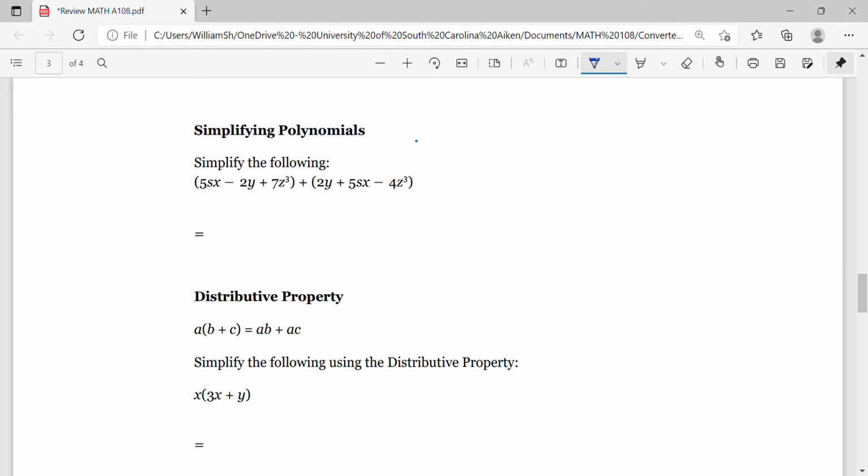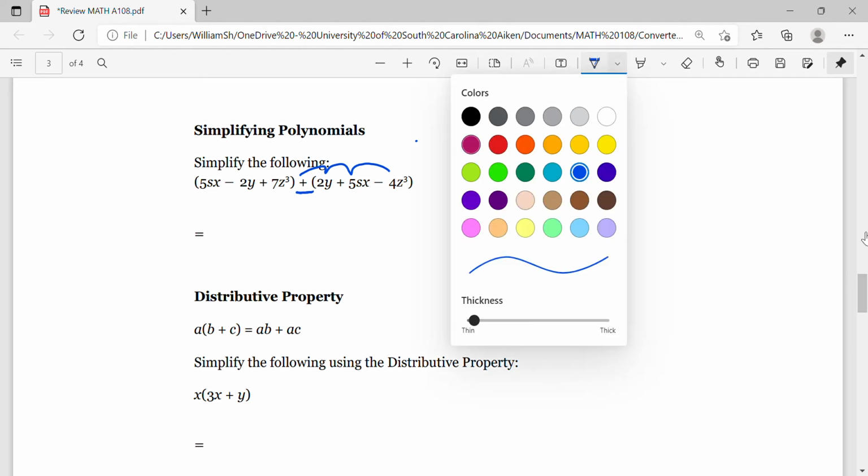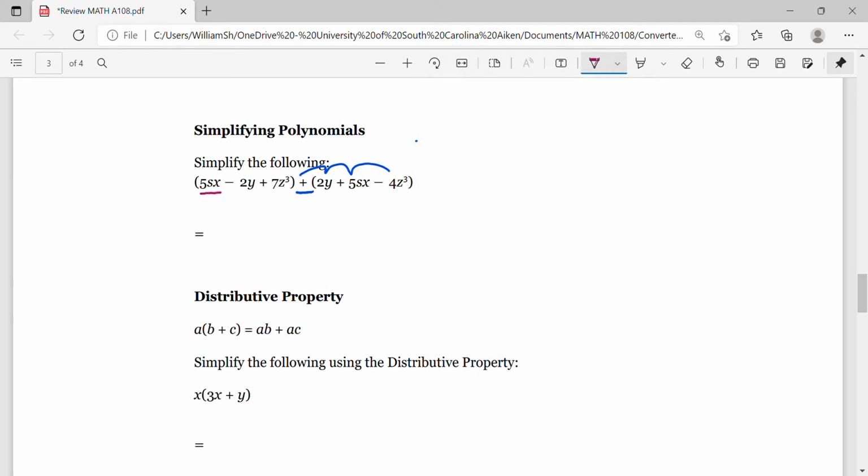What is key here is they're added. That means addition is given to each one of these terms, so nothing really changes. What I need to do is combine like terms. I'll try to use a different color for each of them. 5sx and 5sx are like terms. 5sx and 5sx add to be 10sx.